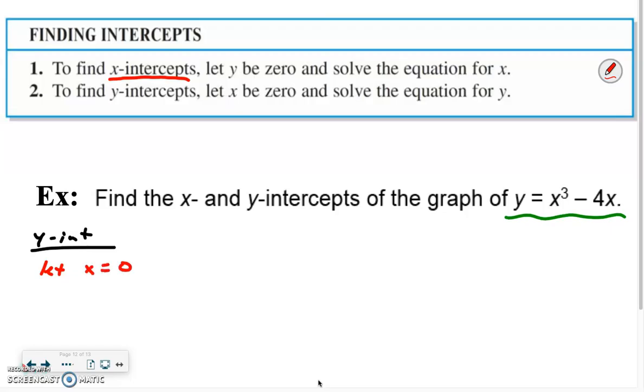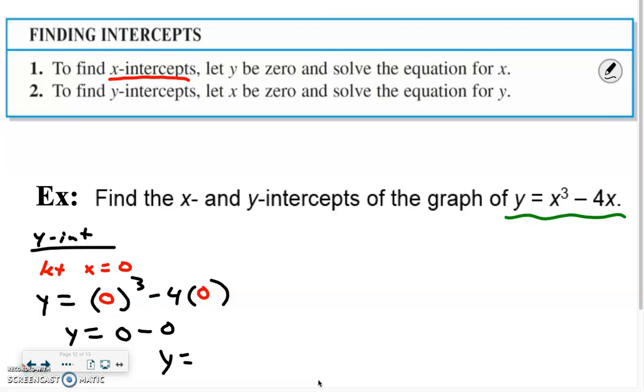So if we were to rewrite our equation, we've got y equals x cubed minus 4x. We said that we're going to put what in place for x? 0 in place for x. So cleaning this up pretty quickly, we notice 0 cubed is 0, minus 4 times 0 is still 0. That just tells us the y-intercept is going to be at y equals 0. So it looks like the origin, (0, 0). That's where the y-intercept is going to happen.